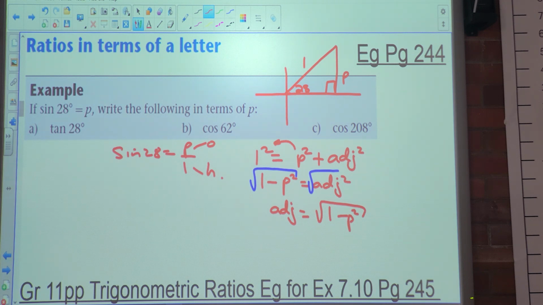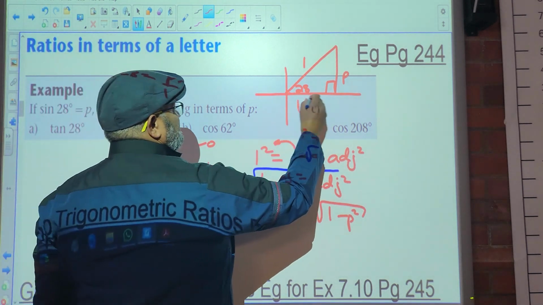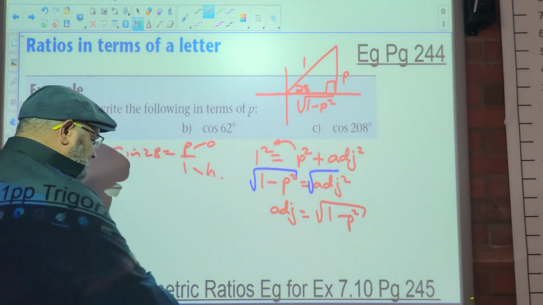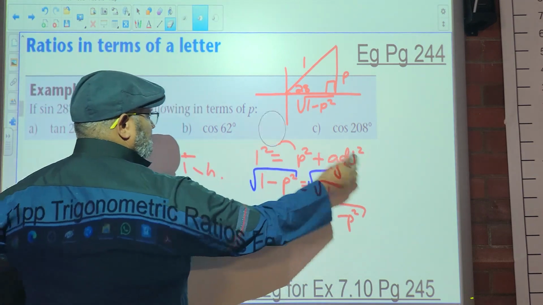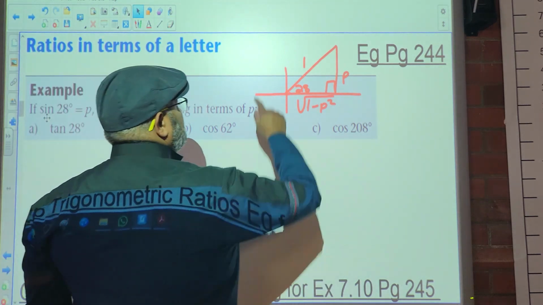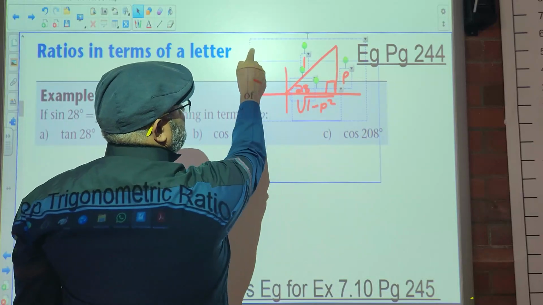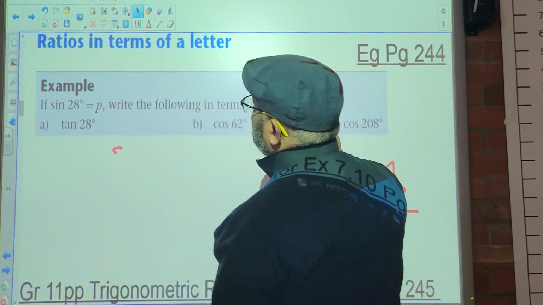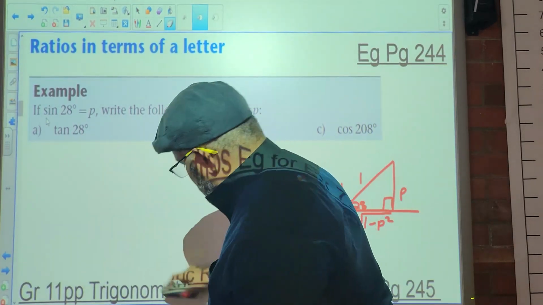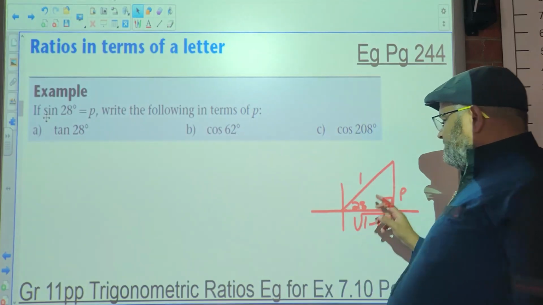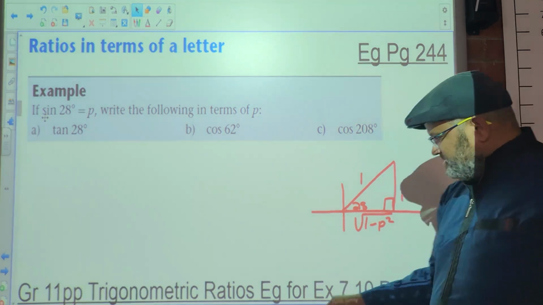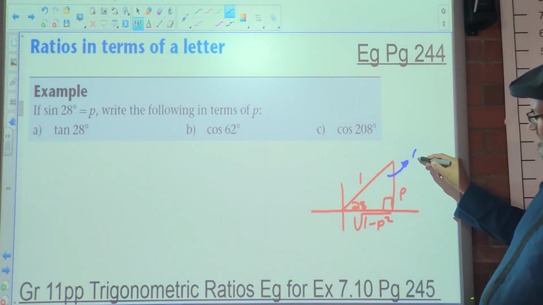So your adjacent side is going to be the square root of 1 minus p squared. Not so? What else can we determine at this point? The other angle as well. How do we get that angle? We know it's going to be the sum of angles in a triangle. So what is 180 minus 28 minus 90? 62.